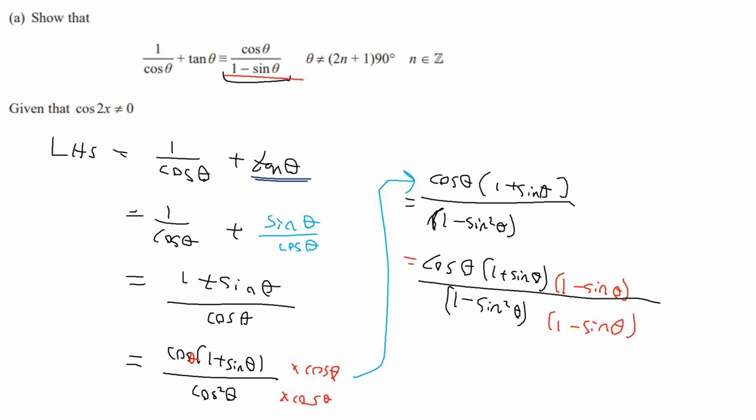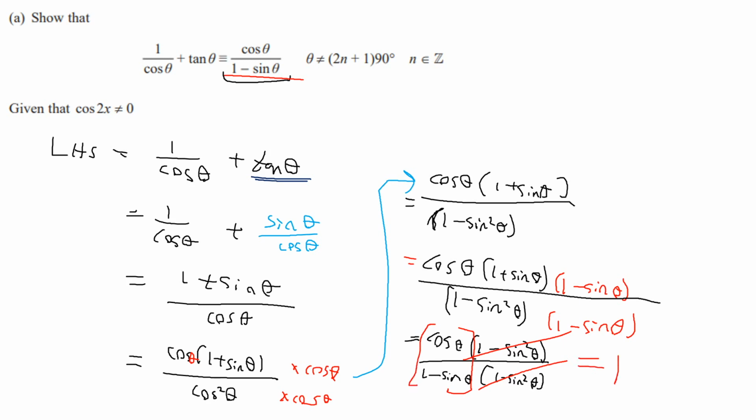Now, let's expand the top. So we're left with cos theta times, this is a difference of 2 squares, so that's just going to be 1 minus sine squared theta over 1 minus sine theta times 1 minus sine squared theta. Aha! As you can see, we're timesing top and bottom by the same fraction, so we can just cancel them out. And so what we're left with is cos theta over 1 minus sine theta, which is equal to the right hand side.